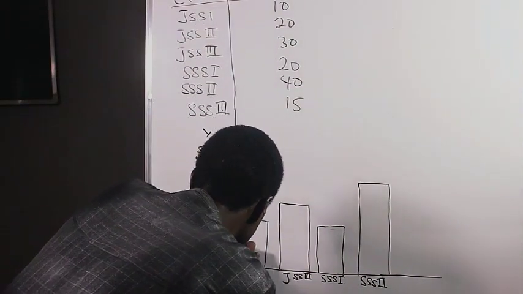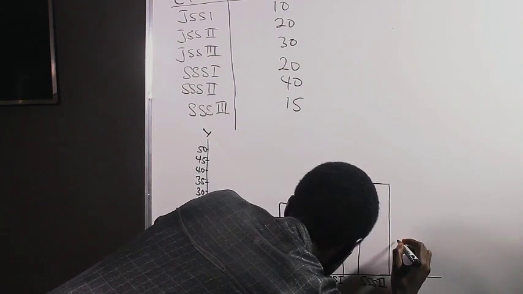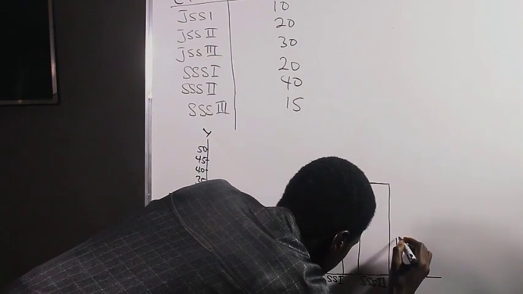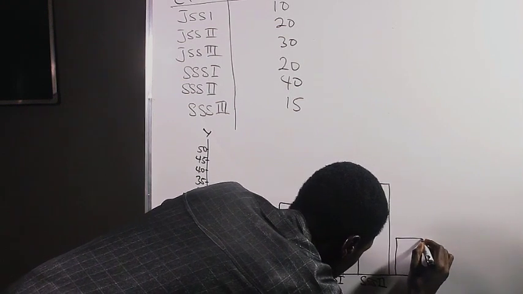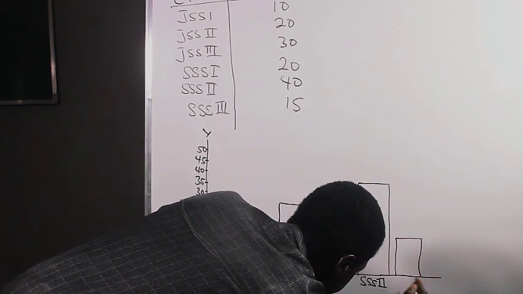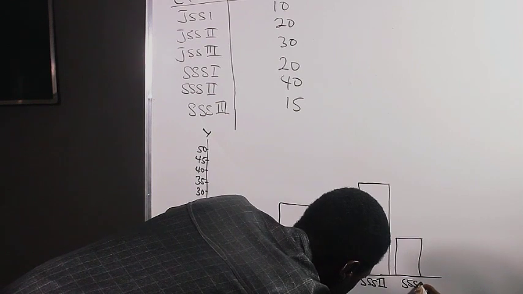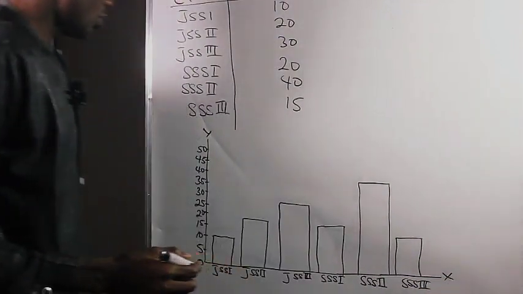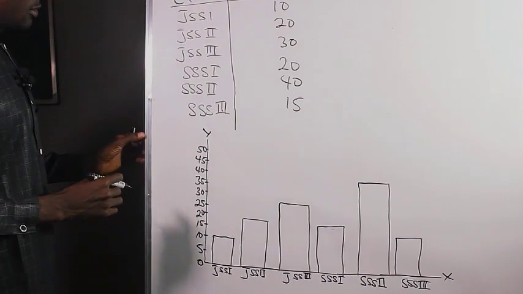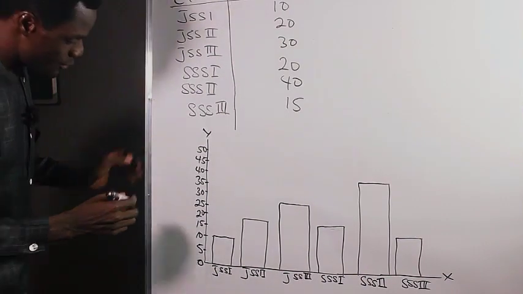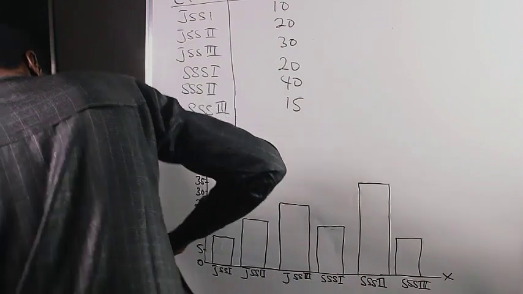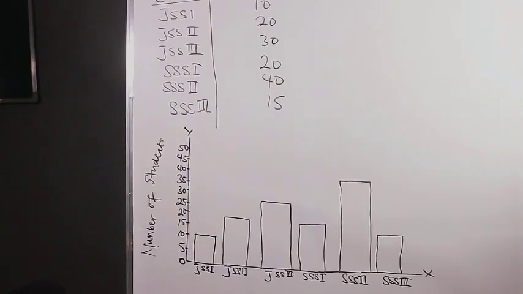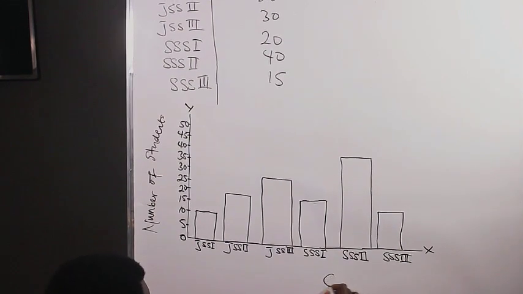So this is 15 students. SS3. So here we write the number of students. And this one, the classes.